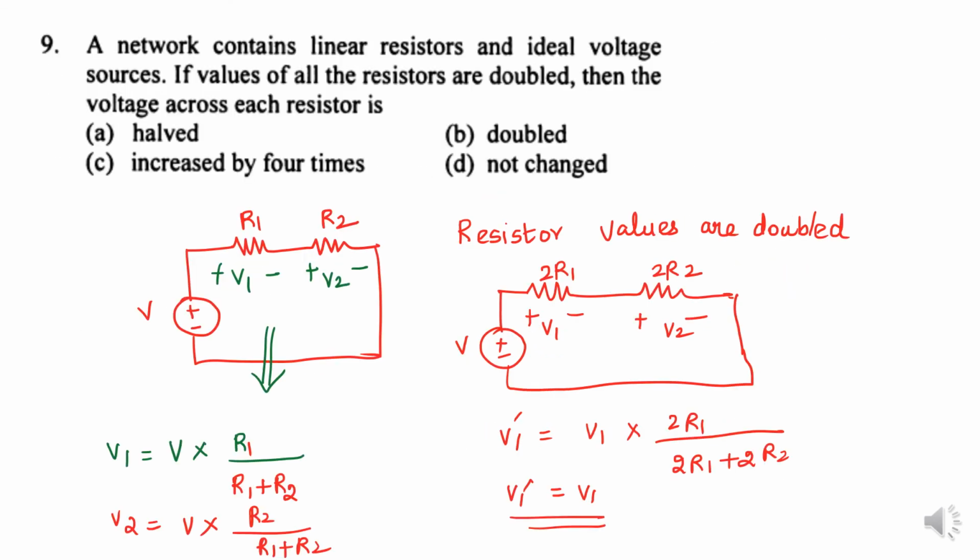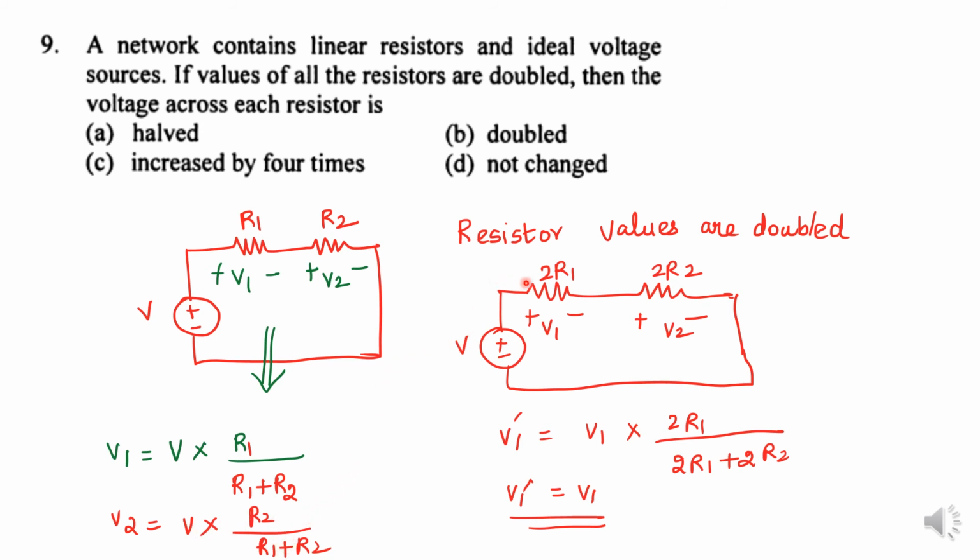And next, the network consists of linear resistors and an ideal voltage source. If the values of all resistors are doubled, then the voltage across each resistor is? First of all, I have to consider the linear resistor and ideal voltage source. Here I am going to find out V1 and V2. How to find V1? Using the voltage division technique: total voltage into the same resistance R1 divided by total resistance. In the similar manner, V2 is total voltage into the same resistance divided by total resistance.